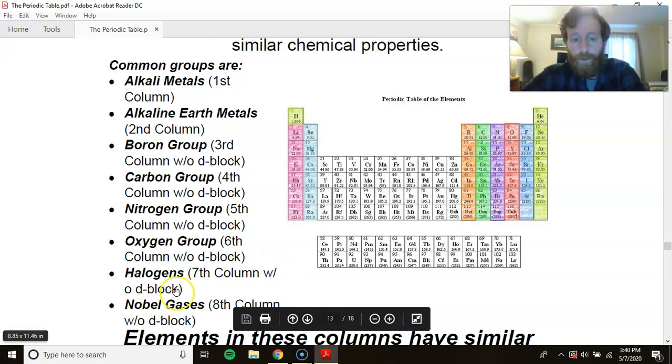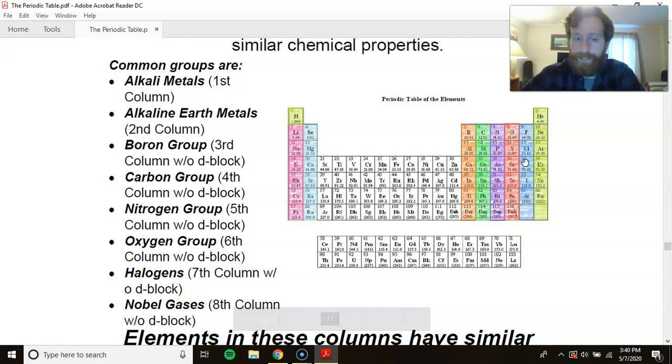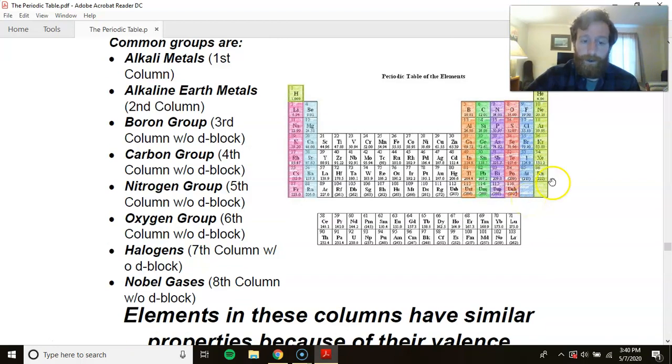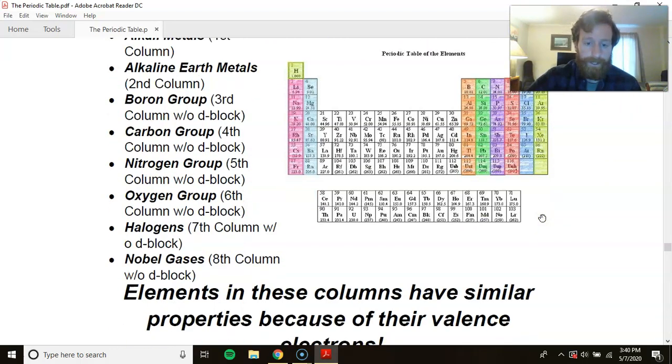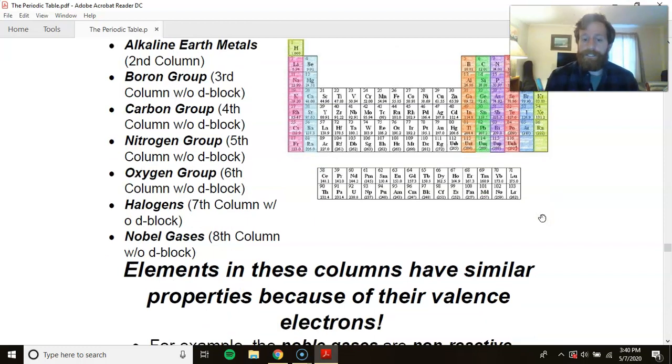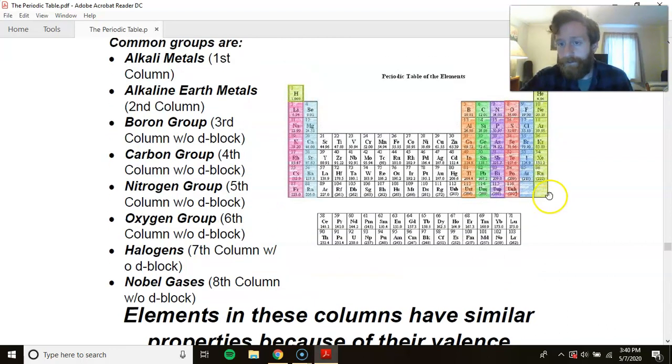And then other important groups that I would point out are the halogens, which is the 17th column, or the 7th without the D block. That's fluorine, chlorine, bromine, iodine. And the noble gases, which of course is the last column, which we talked about. Elements in those columns have similar properties because they all have the same amount of valence electrons. So if everybody's already got their full octet, then that means they don't need to react to fill their valence shell, and therefore they're all non-reactive.